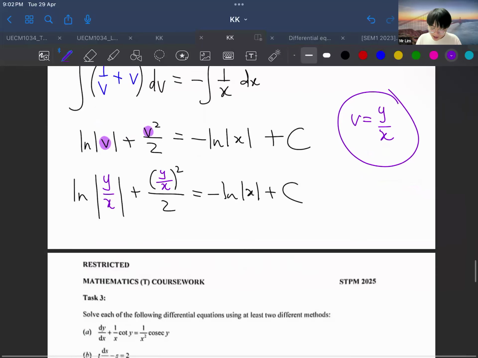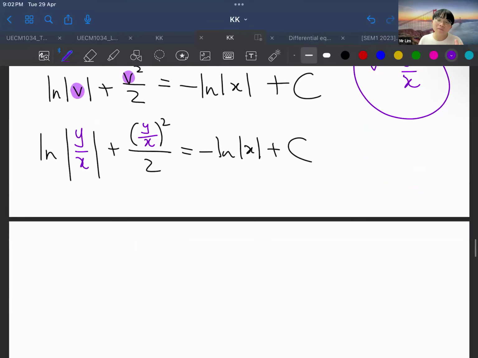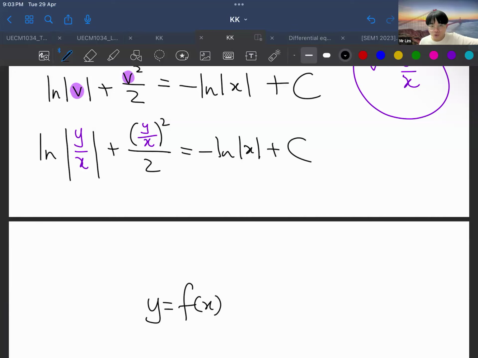Okay. You can try to simplify this, but believe me, you are not able to put it into y equals f(x) form. Later on, when you do more and more questions, normally we like our final answer to be in y equals f(x) form, meaning that if you can make y the subject, that is the best case. But sometimes you are not able to do that.